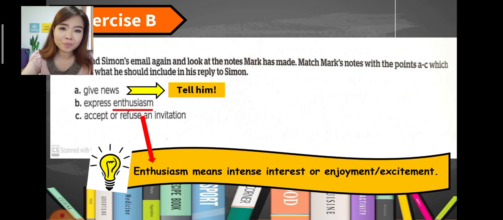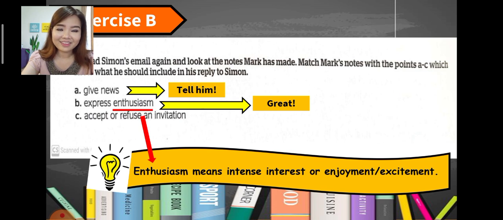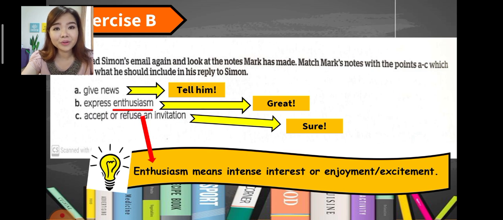B. Express enthusiasm. Yes, Mark has written down great. And C. Accept or refuse an invitation. Did Mark accept or refuse Simon's invitation? He accepted it. Now how do we know? Because of his note, sure. Sure means he is pretty much going to Simon's birthday party.